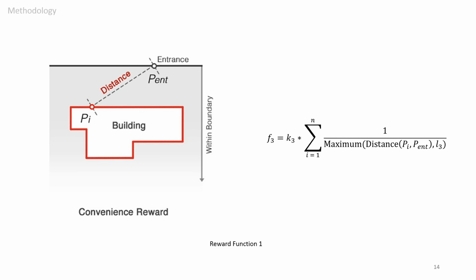4 reward functions were also constructed to guide the system to find the best solution. First, if the entrance of a building is close to the entrance of the site, the system will give a reward point to the function because it will be convenient for the building users. It's called a convenient reward. The shorter the distance between two entrances, the higher score you will get. While K3 acts as a coefficient, L3 is the minimum limit for the distance, protecting F3 from becoming too large.